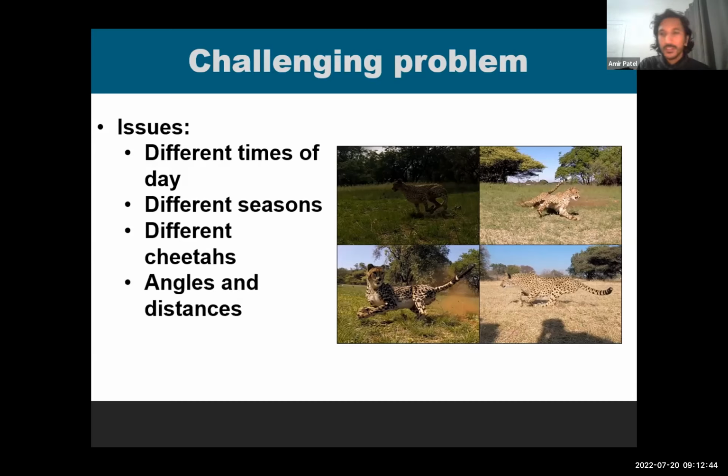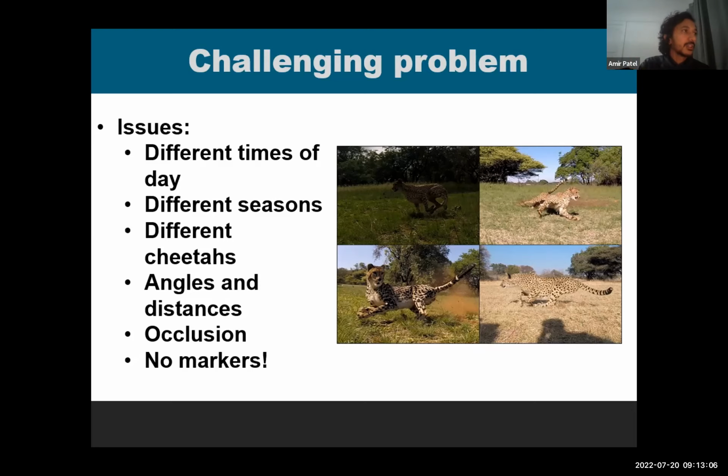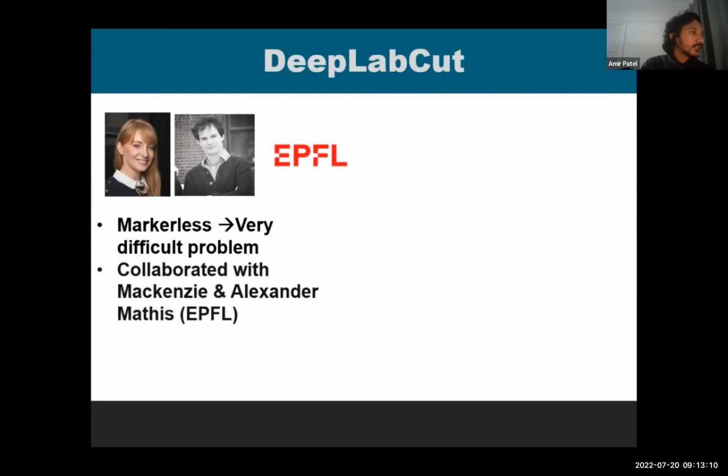Angles, distances, occlusion. You're dealing with a wild animal, so it's really going to move wherever it wants to move. And what was particularly challenging is that most of the cheetahs didn't have any markers. For some very small subset of them, we had some stickers, some pink stickers you can see on the video, but most of them had no markers. So it's a really tricky problem, very difficult.